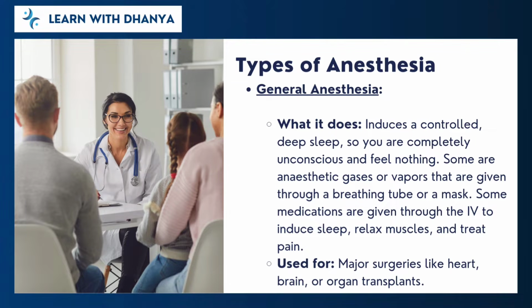So the first thing we will be discussing is types of anesthesia. The first one is general anesthesia, which means it's a controlled deep sleep. The patient is completely unconscious and feels nothing. The sedation is given through the IV, induces sleep, relaxes muscles and treats the pain. For major surgeries, we will be using general anesthesia.